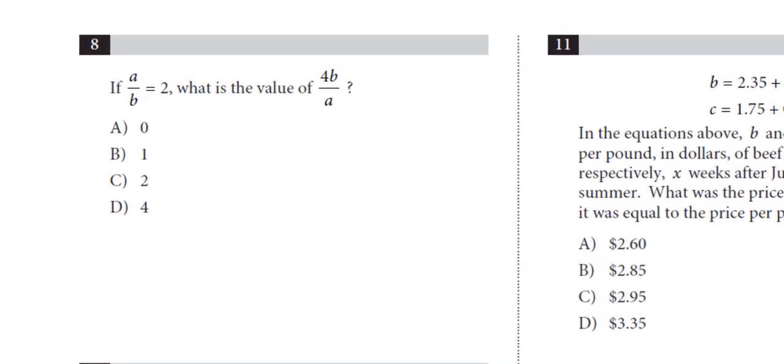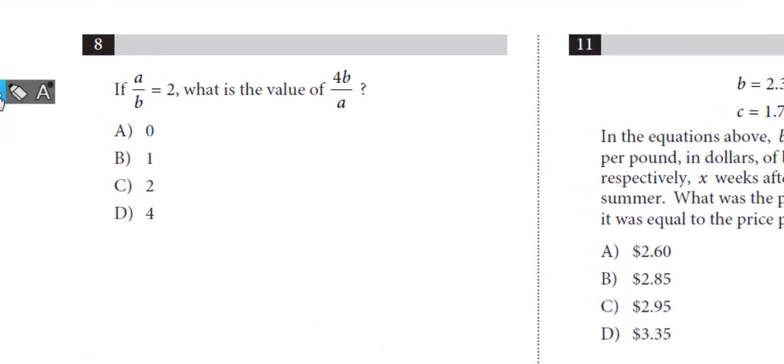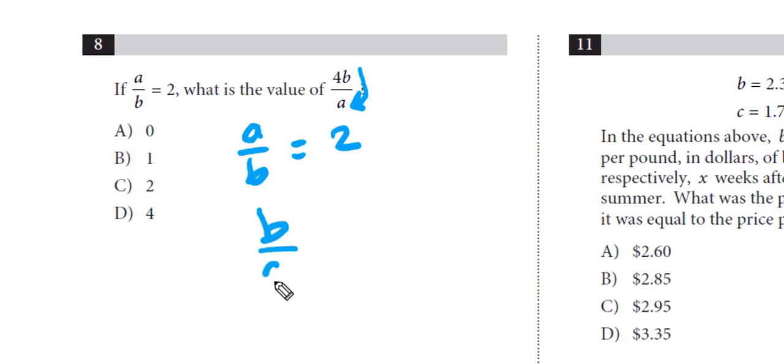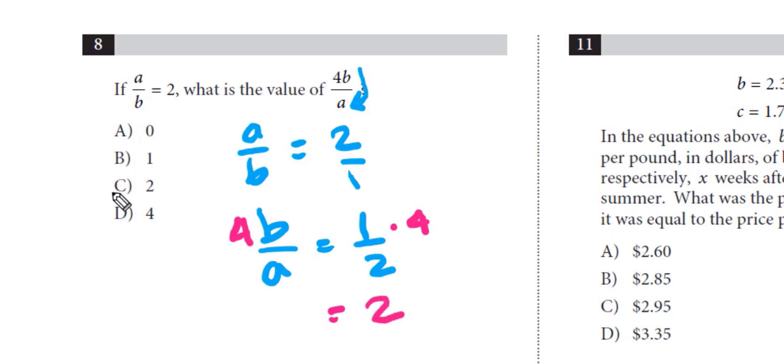the next question. Here, if a over b is 2, what is the value of 4b over a? You have a over b is equal to 2, but here the required is b over a. Then flip it. b over a is equal to 1 over 2. But he multiplied it by 4. Then multiply here by 4: 4 times 1, 4 divided by 2, it will be 2. Then the correct answer is 2. Then 4b over a is equal to 2.